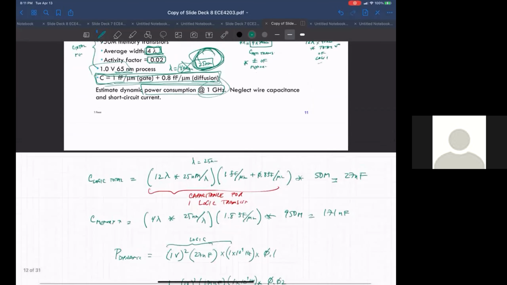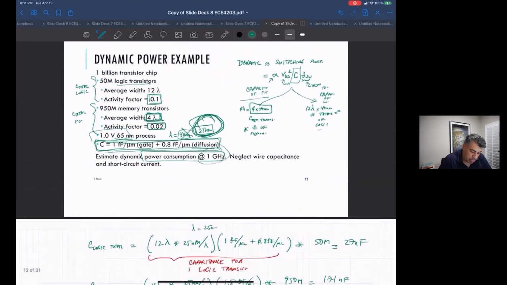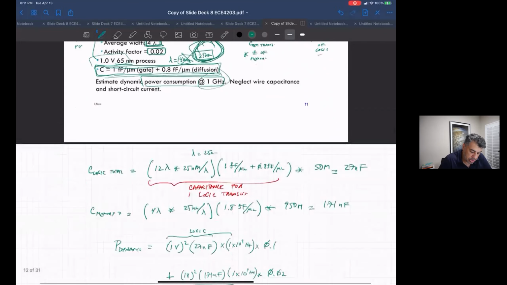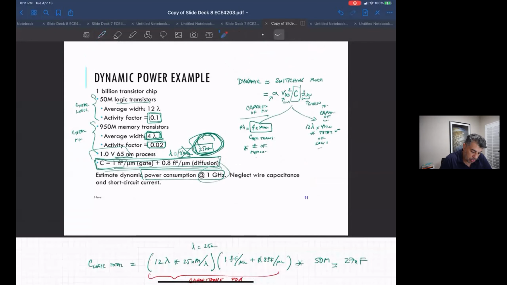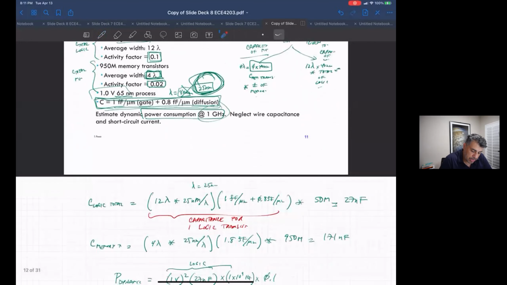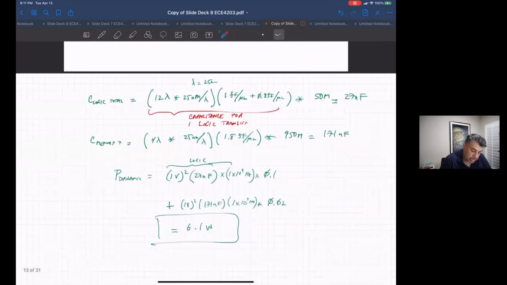So notice how much of a break we got from the activity. This memory was this huge capacitance, because there's a lot of them. But if they were running all the time, if this activity factor had been a half or a 1 or something like that, this thing would have just blown up.